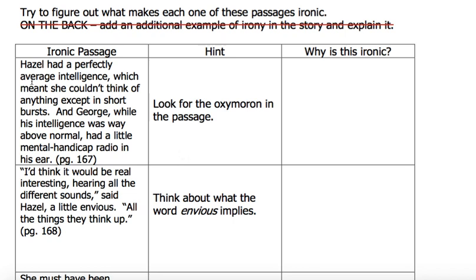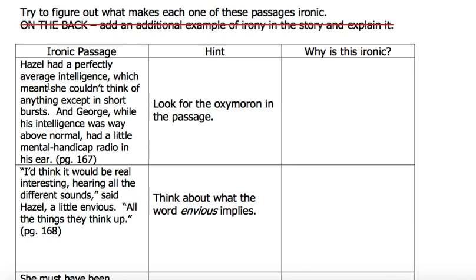If Hazel has average intelligence, and it means that she couldn't think of anything except in short bursts, why is it that she doesn't have some sort of handicap radio or transmitter to help her think about different things? Here it's her husband, George, whose intelligence is way above normal, who is being neutralized. He's the one with the mental handicap to cause him to stop thinking.